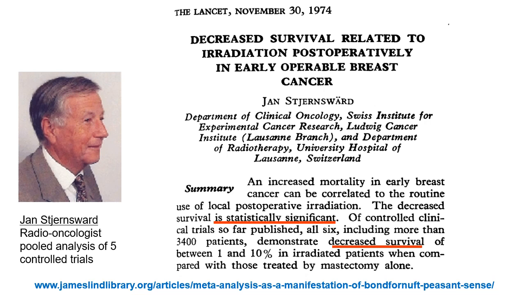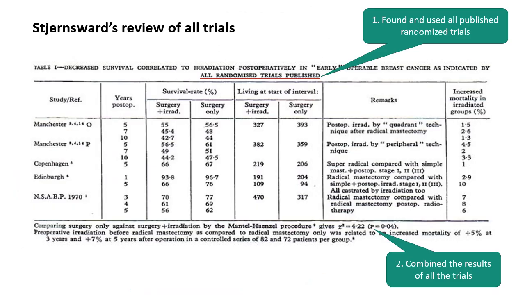Let me show you a table of that and point out some of the important features. So here's his table 1 in the study I showed you, with the 5 clinical trials that I talked about. A couple of important things to notice here. First is that he found and used all the published randomized trials. That is, he was systematic.